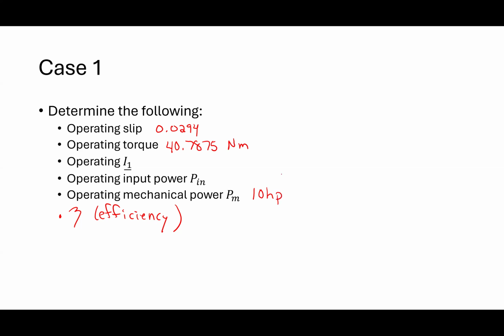All right, help me out with the rest of this. How do I calculate the operating value for I1 and the input power PN? Where do I start? Well, we start with the circuit, where we have R1, X1.